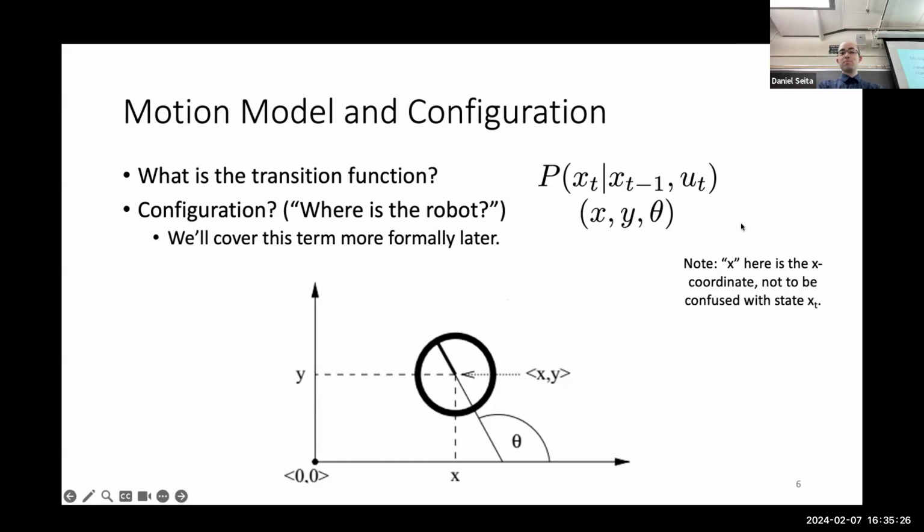And just keep an eye out for the notation. I tried to make it as clear as I could. Just remember that X is not the same as the XT. XT here is the full thing, right? Or XT minus 1 might be the full thing.